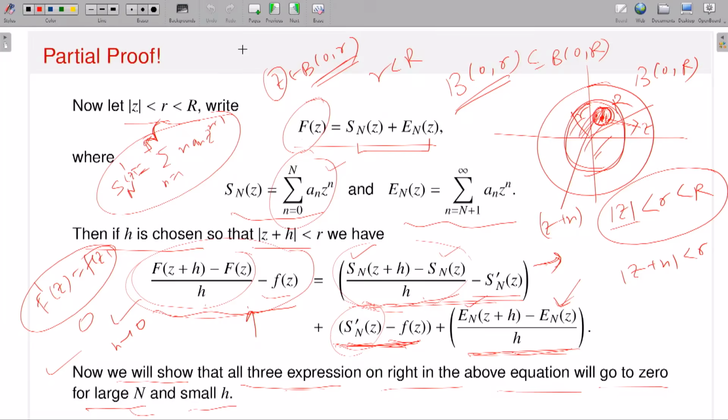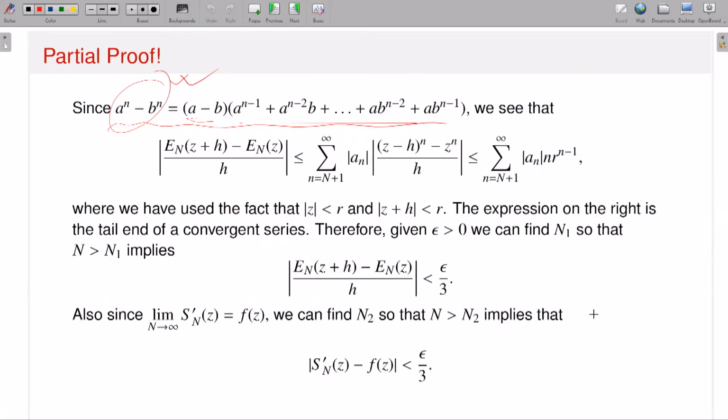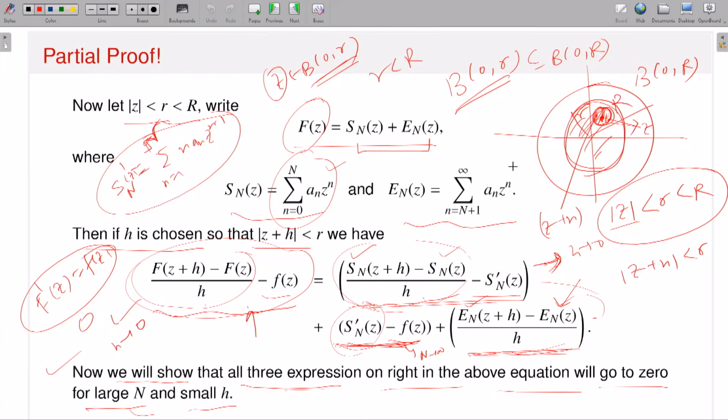As I said, this goes to 0 as h approaches 0, and this goes to 0 as n approaches infinity. So the only part I need to take care of is the third one, for which I need to do the estimate. Now if I do the estimate, you will have e to the n z plus h minus e to the n z divided by h. Now e to the n z will have this expression: the sum from capital N plus 1 to infinity of n z to the power n.